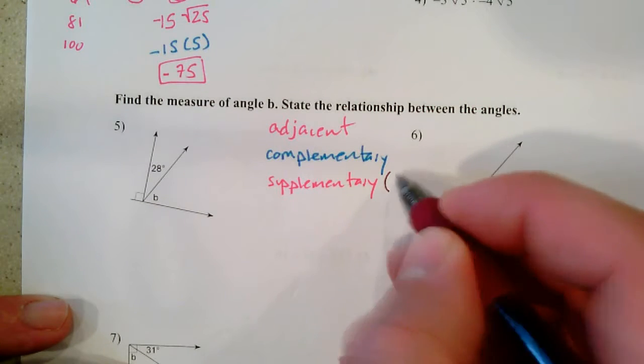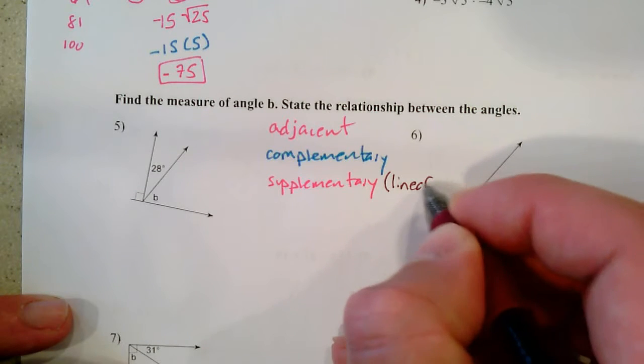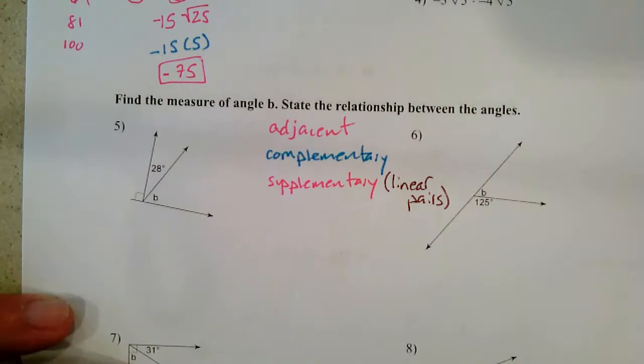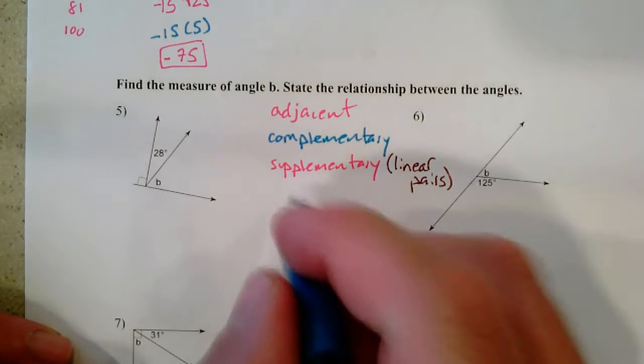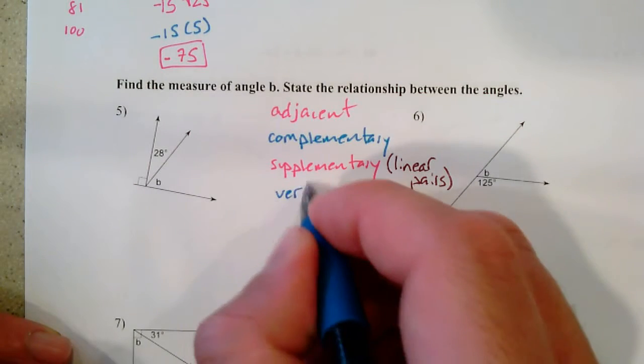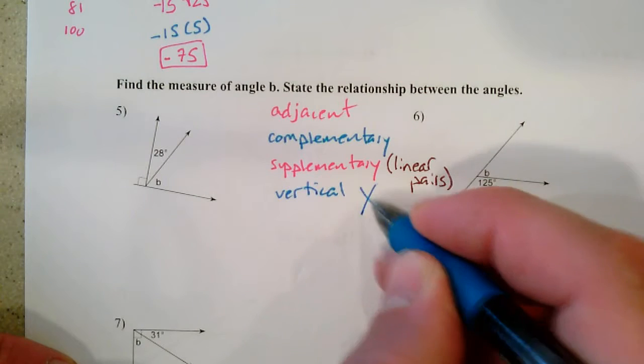And in this case, all of our supplementary angles happen to be linear pairs, meaning that they make a straight line when you put them together. Now, we could also have vertical angles. In vertical angles, when the two angles come together and they make an X shape, the angles across from each other are vertical, like this.